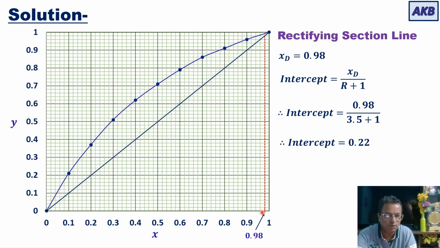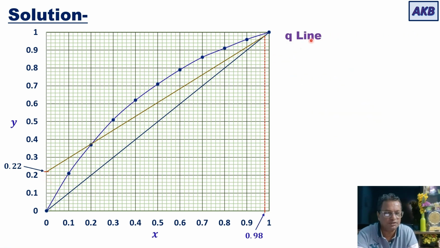Yes, then I'll go to the diagonal line. And after that, I will locate the intercept. 0.22 will be located over here. I have this point, and then I can draw the rectifying section line through these 2 points. So the rectifying section line will be drawn in this way. Then next, we have to plot the Q line or the feed line.